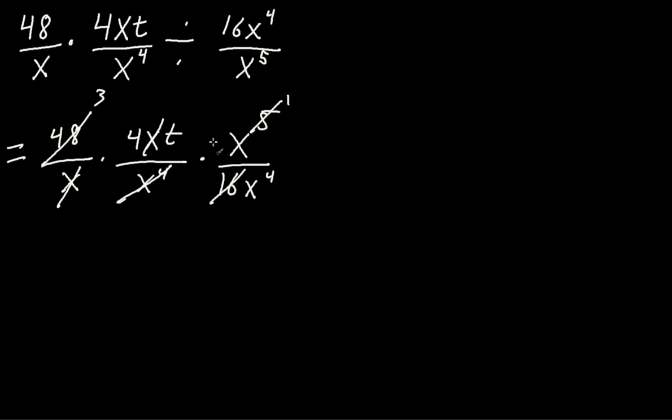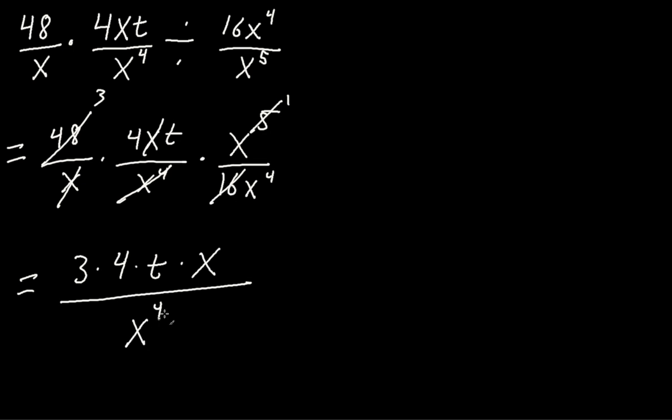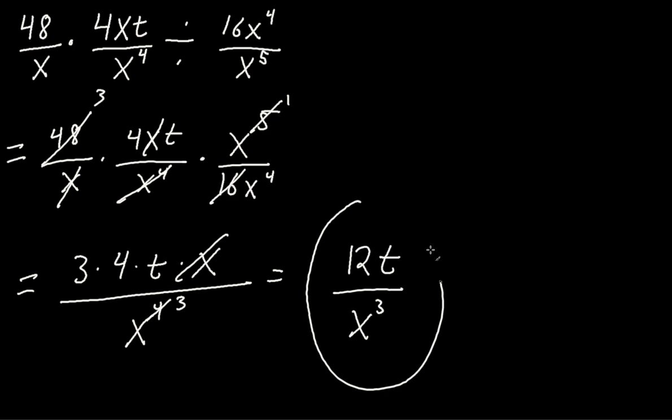I have a t here. I can't reduce it with anything. I have an x to the 4th. And I already reduced all my x to the 4th. So I think we're left with 3 times 4 times t times... Oh, we do have 1 x here. So I should have canceled that. And we have x to the 4th. So I have to do one more step. I can cancel this. That becomes a 3. So the final answer would be 12, because 3 times 4 is 12, t over x cubed. And that's the final answer there.